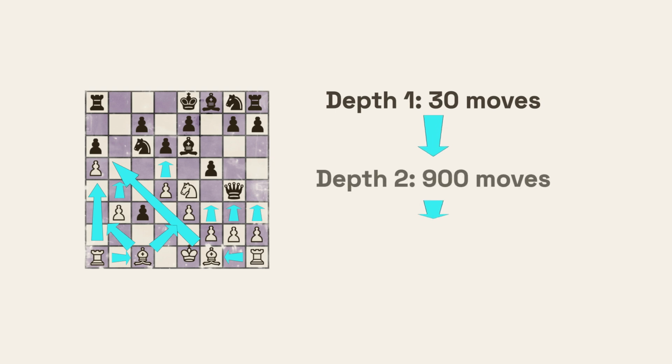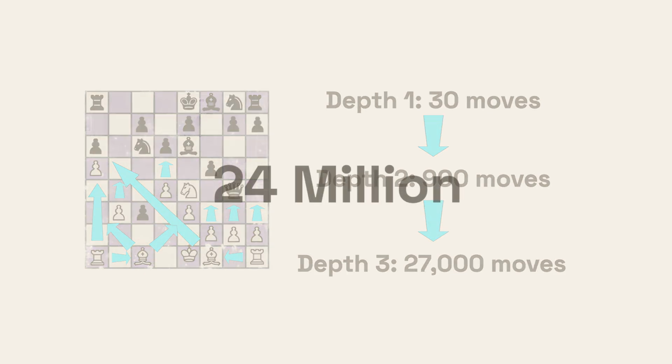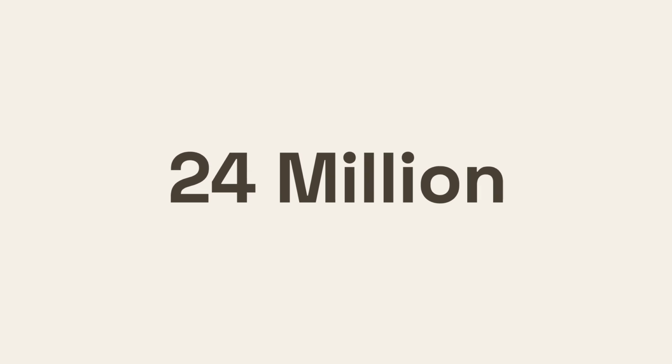And then there's the deeper problem. Every position has roughly 30 legal moves. Each of those leads to another 30. By the time you're thinking 3 moves ahead, you're evaluating 27,000 positions. 5 moves ahead, 24 million. This is the problem the engine has to solve.